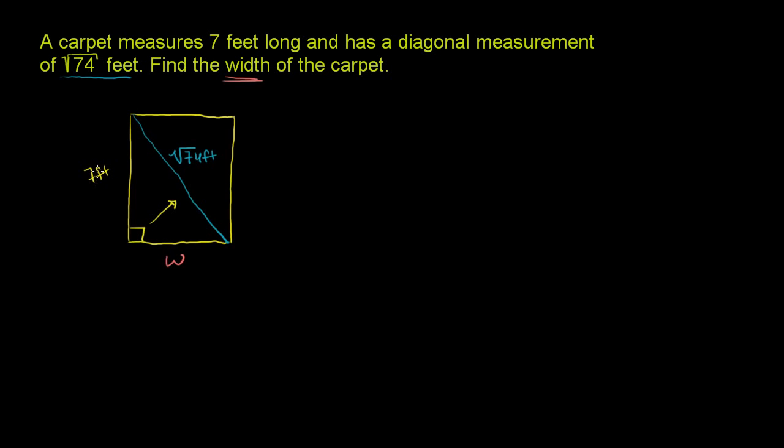And the Pythagorean theorem tells us that the sum of the squares of the shorter sides will be equal to the square of the hypotenuse, or the square of the longer side. So we get W squared, this side squared, plus 7 squared, this other side squared, is going to be equal to the hypotenuse squared, square root of 74 squared. And then we get W squared plus 49 is equal to the square root of 74 squared. Well, that's just going to be 74.